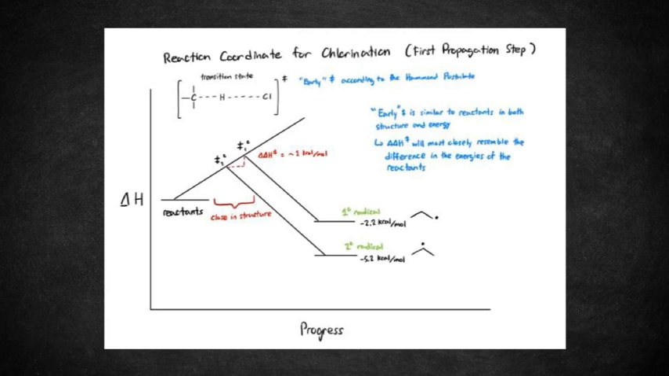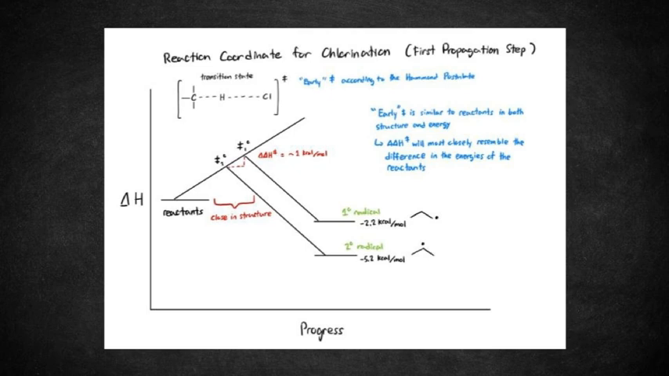Looking further into the diagram for chlorination, we see that this reaction proceeds via an early transition state, meaning that the transition state resembles the reactants more closely, both structurally and energetically. This is consistent with the Hammond postulate, which suggests that in exothermic reactions, the transition state more closely resembles the reactants. As a result, the activation energy difference, Δ ΔH‡, between forming the primary and secondary radicals is relatively small, approximately 1 kcal per mole. This small difference explains why chlorination is less selective.